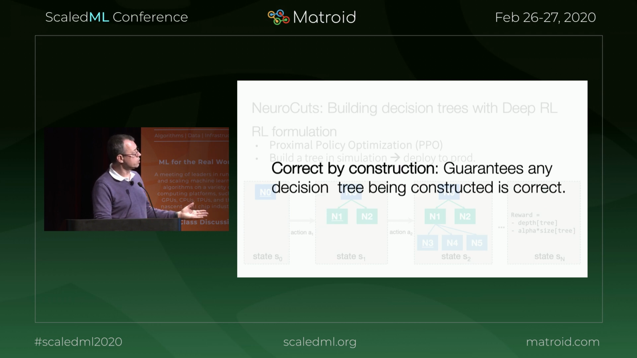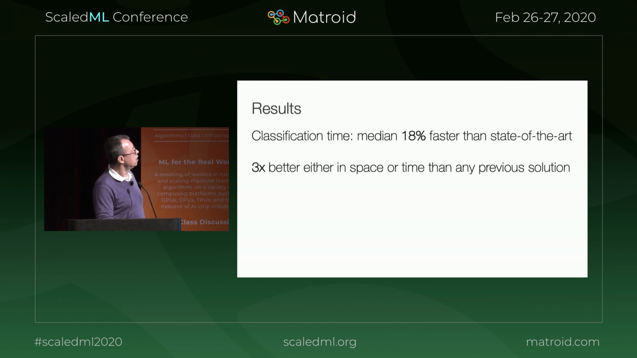It is correct by construction because you are guaranteed that the decision tree is always correct. You start with a node which includes all the rules, then you divide the node, and then you divide the number of rules, and so forth. So what are the results? Well, the classification time: when we use these NeuroCuts, this is the name of the algorithm, it's 18% faster than the state of the art. It's, again, a good number in this field.